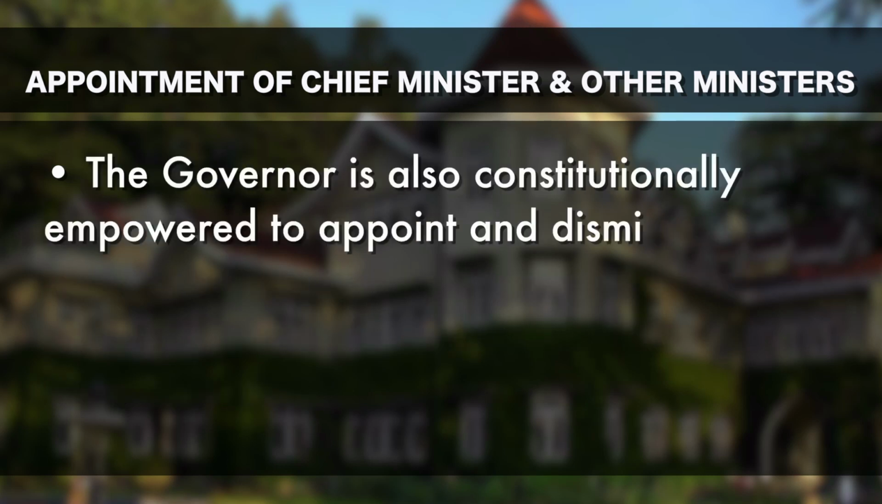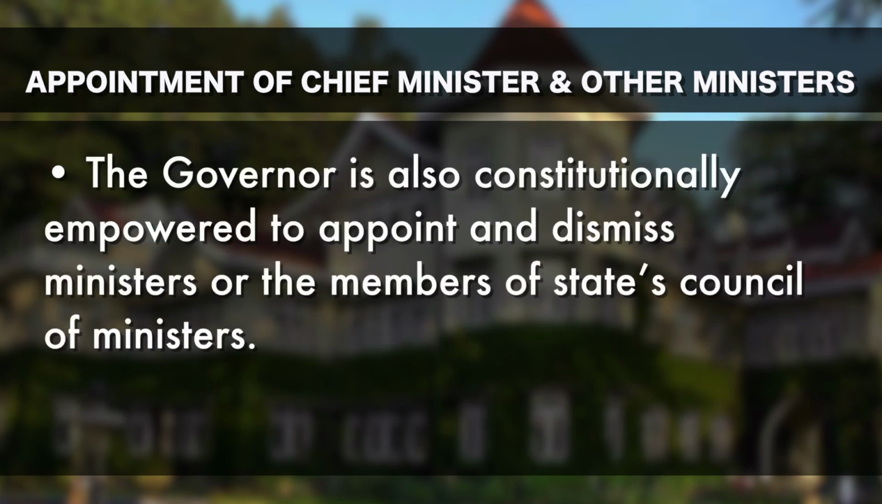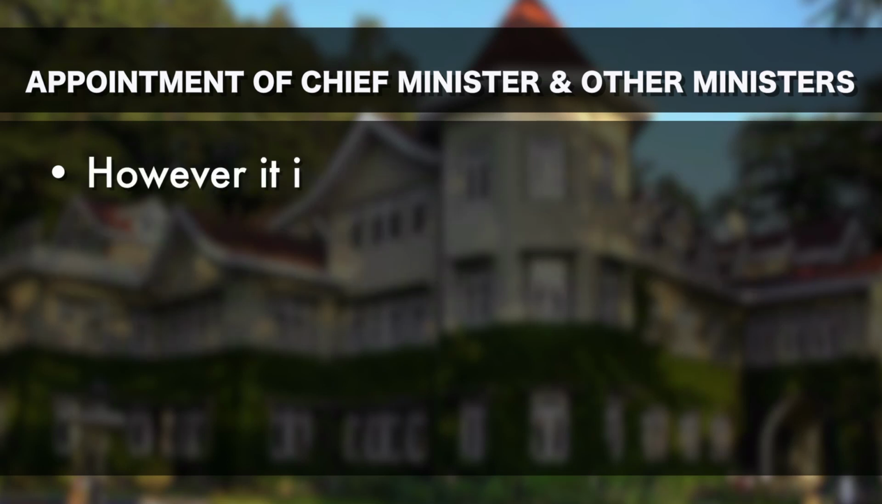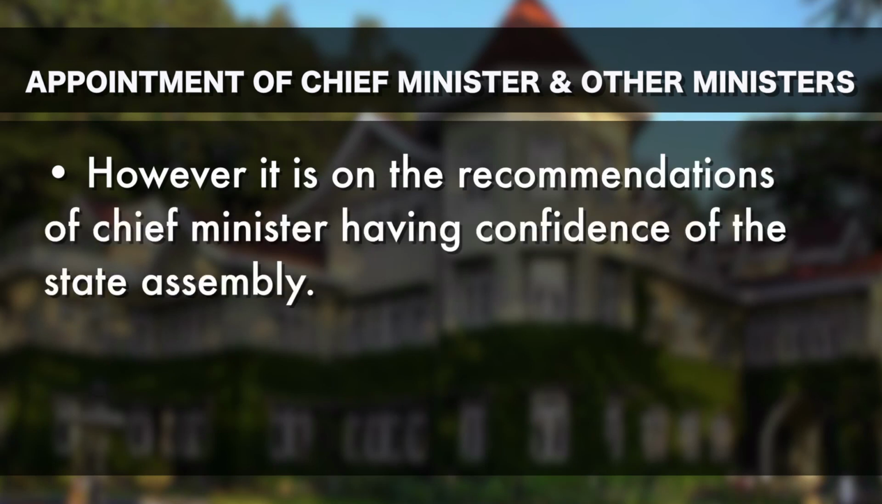The governor is also constitutionally empowered to appoint and dismiss ministers or the members of the state council of ministers. However, it is on the recommendation of the chief minister having the confidence of the state assembly. If the chief minister does not have the confidence of the state legislature, in those circumstances the governor is not bound to act as per the advice or recommendation made by the chief minister.